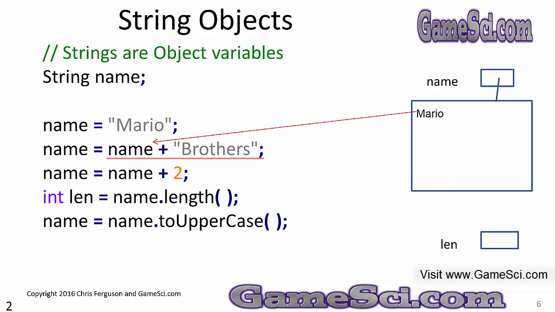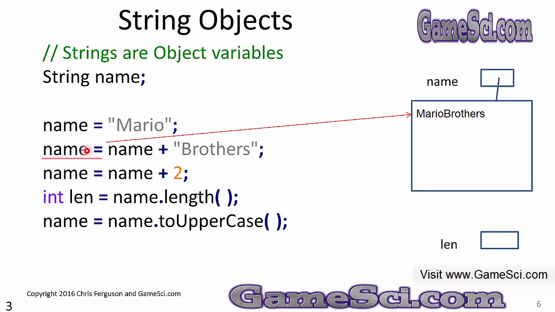That looks like numeric plus, but it's not. It's called string concatenation. What I'm going to do is take the letters Mario and append, or concatenate, the word brothers. So when I put Mario and brothers and concatenate them together, I get a bigger string, Mario brothers. So I took the Mario out of the string variable, added brothers to it, and assigned it back to name.